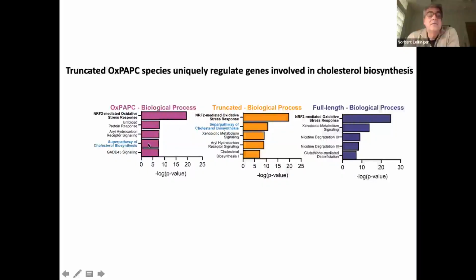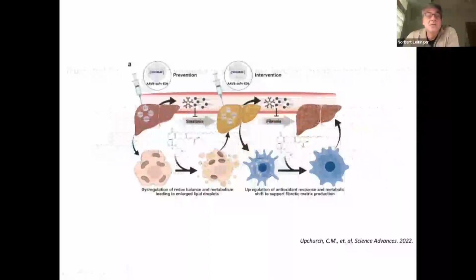So for example, in the context of NASH and the progression to fibrosis, we saw that OXPAPC and the truncated fraction regulated the cholesterol synthesis pathway, which is relevant for the development of NASH. So to summarize this part of the study, what we've shown is that by depleting oxidized PC species in the plasma or the liver directly, we don't know that yet, we can make the conclusion that it has a potent effect on the development of hepatic steatosis. And if we try to intervene with the progression of steatosis into fibrosis by injecting the virus and expressing the EO6 at later stages, we can even impact the progression into fibrosis in this disease model.